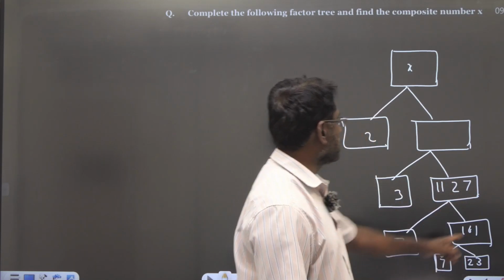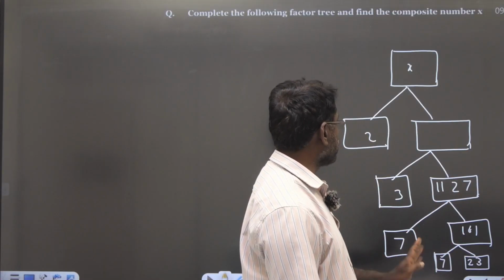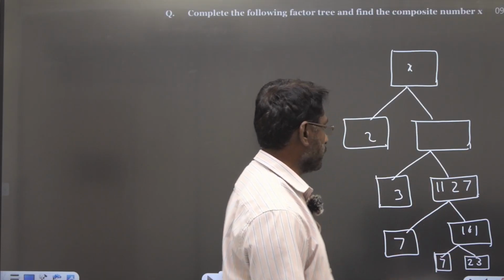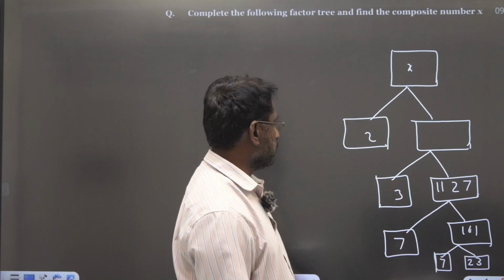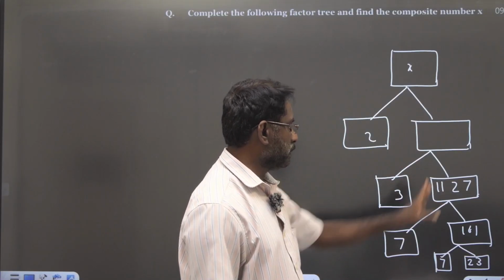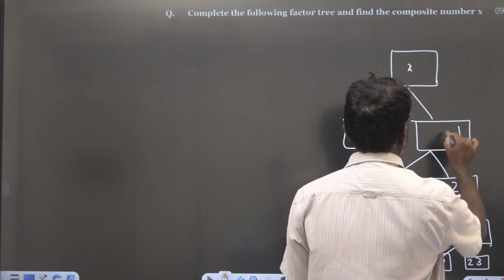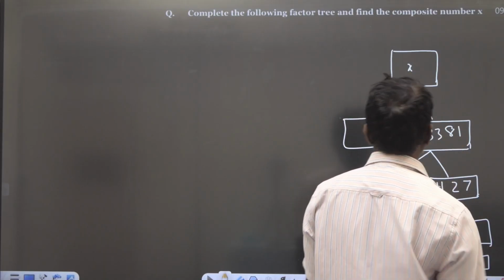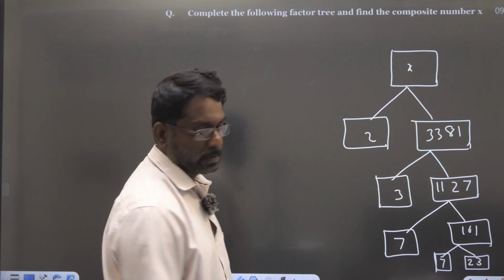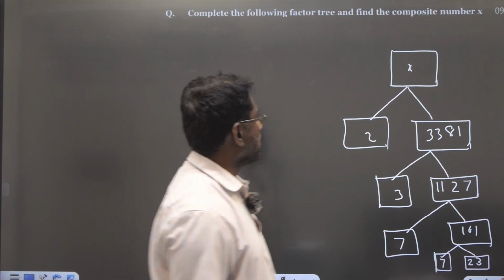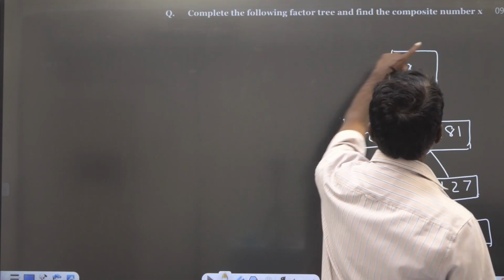1127. 7 into 1, 7. 42 remainder 4. 7 plus 4, 11. Okay. Then what is this box? 3 into this. That is 3381. 3381. Then what will be x? We have to find out the value of x.